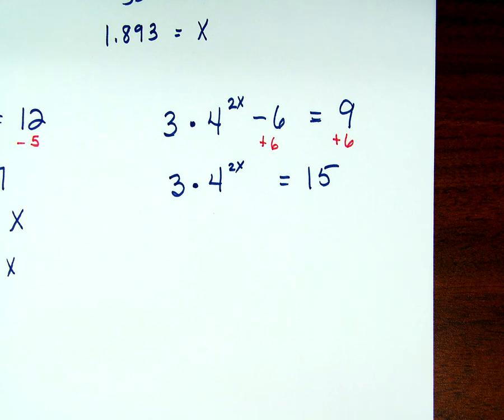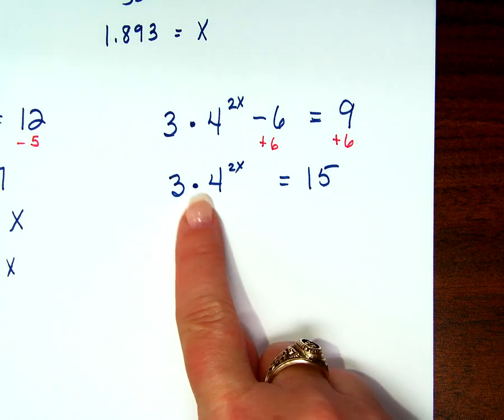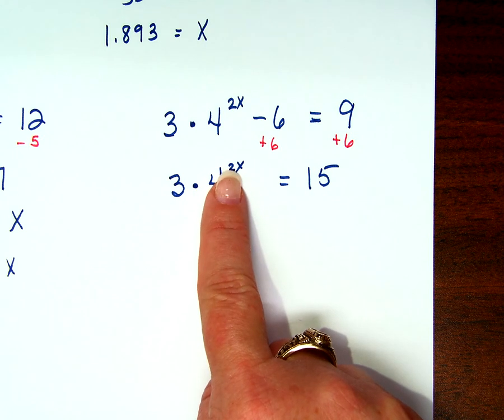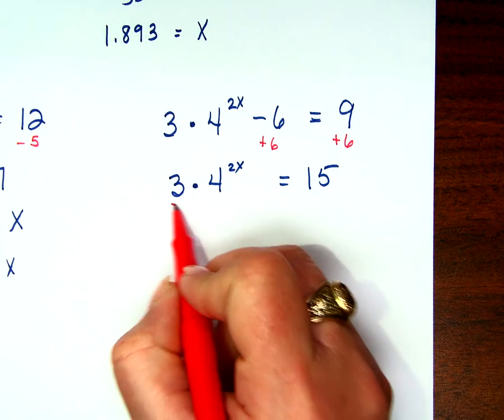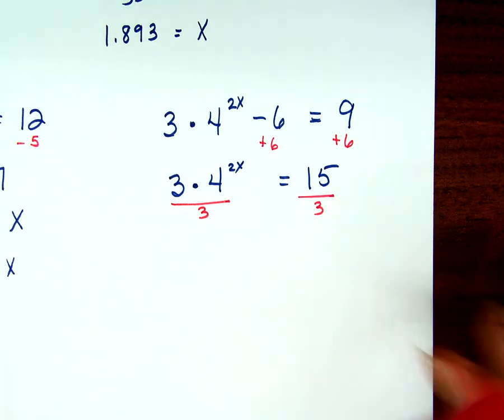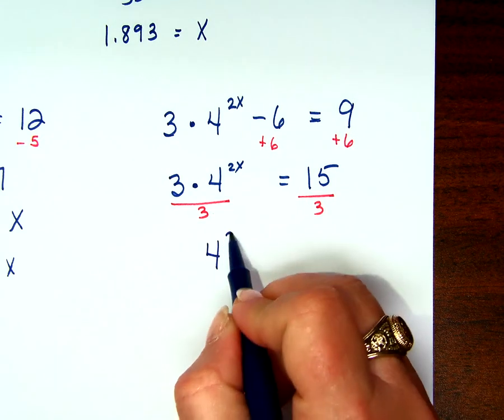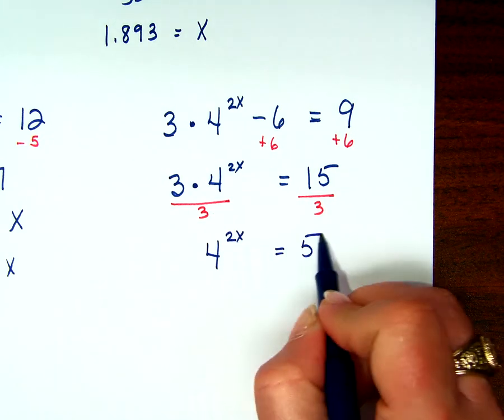That's one of the first places I was trying to trick you. What do people who are not ready for this want to do right here? Yeah, they want to multiply 3 times 4, right? But we know because of order of operations, we can't multiply before we take care of exponents, can we? That means I have to divide by 3. You guys just made me so happy. 4 to the 2x power equals 5.